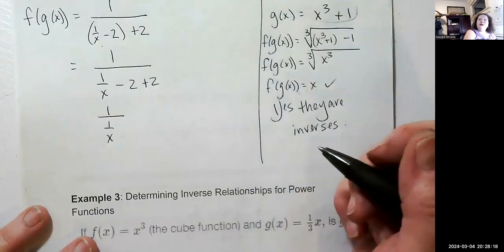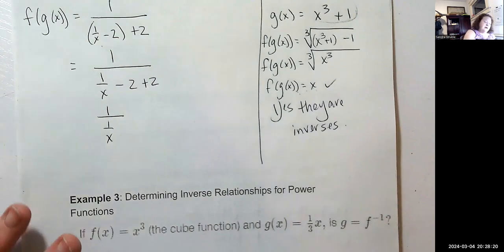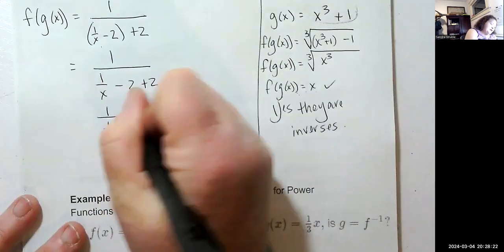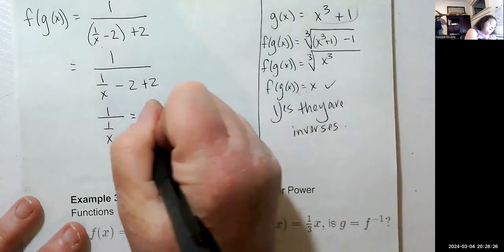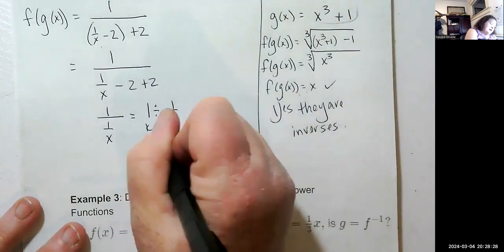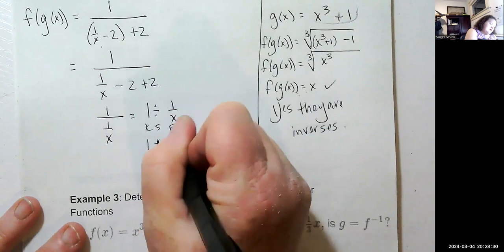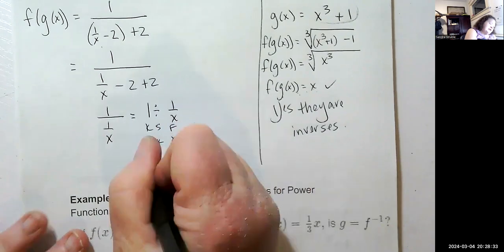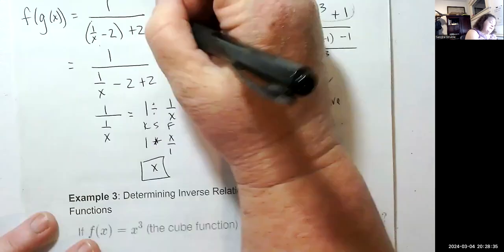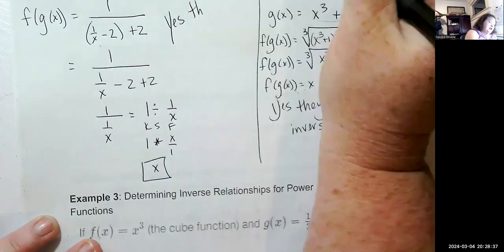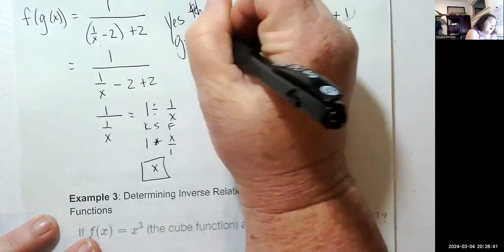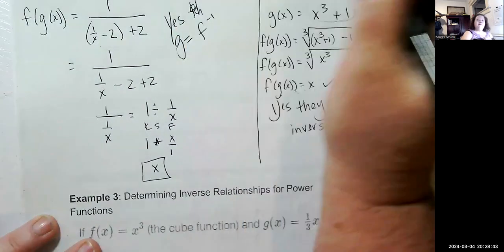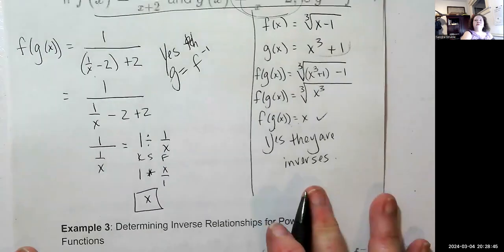I don't know how you think of this. I think of it as just a flip, but if it helps you to see this better, this is 1 divided by 1 over x. Keep, switch, flip is 1 times x over 1, and that is just x. So yes, g is equal to the inverse of f.